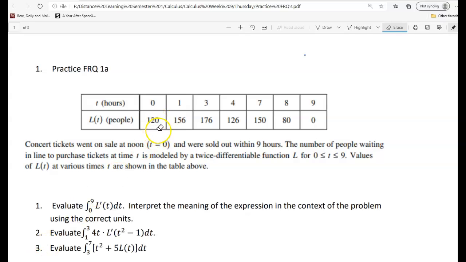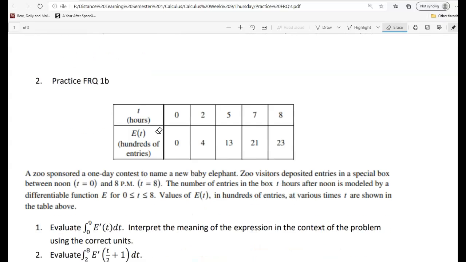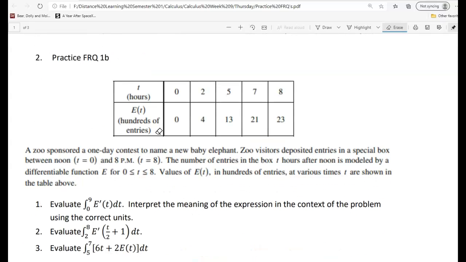All right, calculus people, we already went over 1A in class, so I won't be going over 1A. And hopefully, after you did 1A, you've taken an opportunity to try 1B on your own. After you've tried it, you should come back and watch the video to see if you got it right. So I'm going to go ahead and work these out for you.